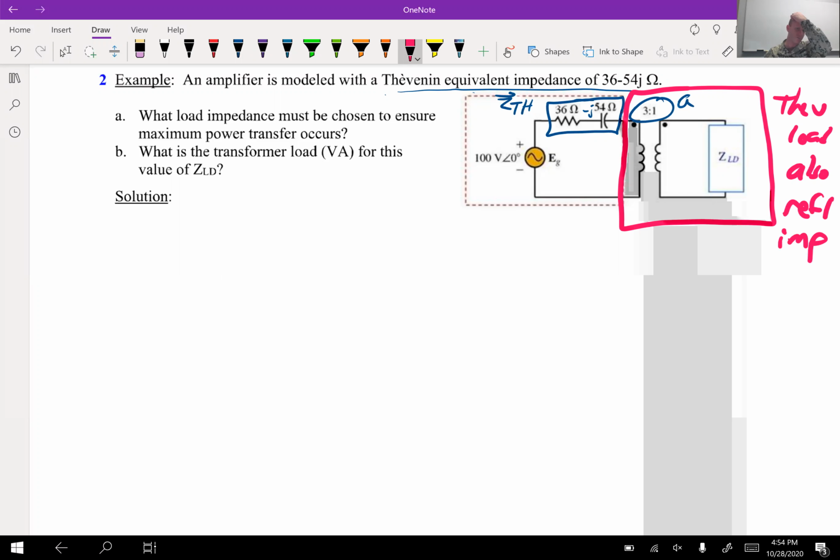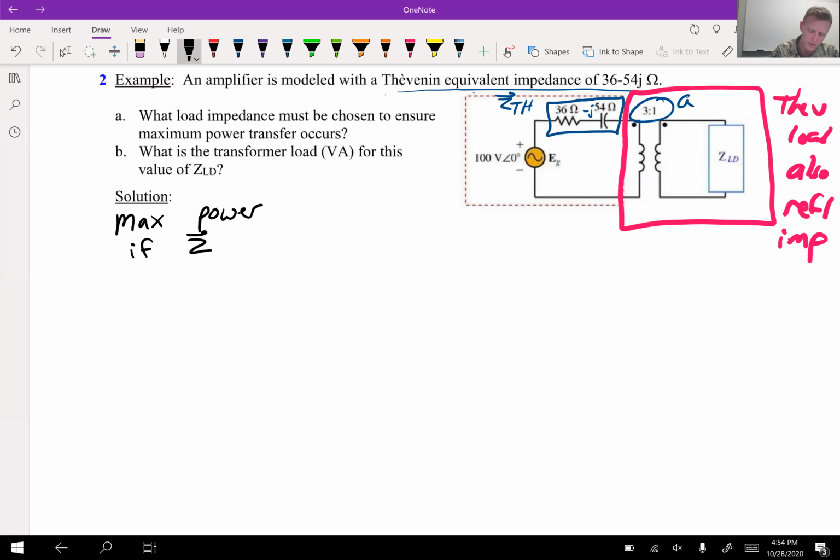Okay, so what load impedance must be chosen to ensure that the maximum power transfer occurs? Remember, we get max power if the Z Thevenin load equals the Z Thevenin complex conjugate. You may be thinking, wait, what's the difference between the load that's written over here and the Thevenin load? So this right here is the Thevenin load. This load is not the Thevenin load. It's my actual load.